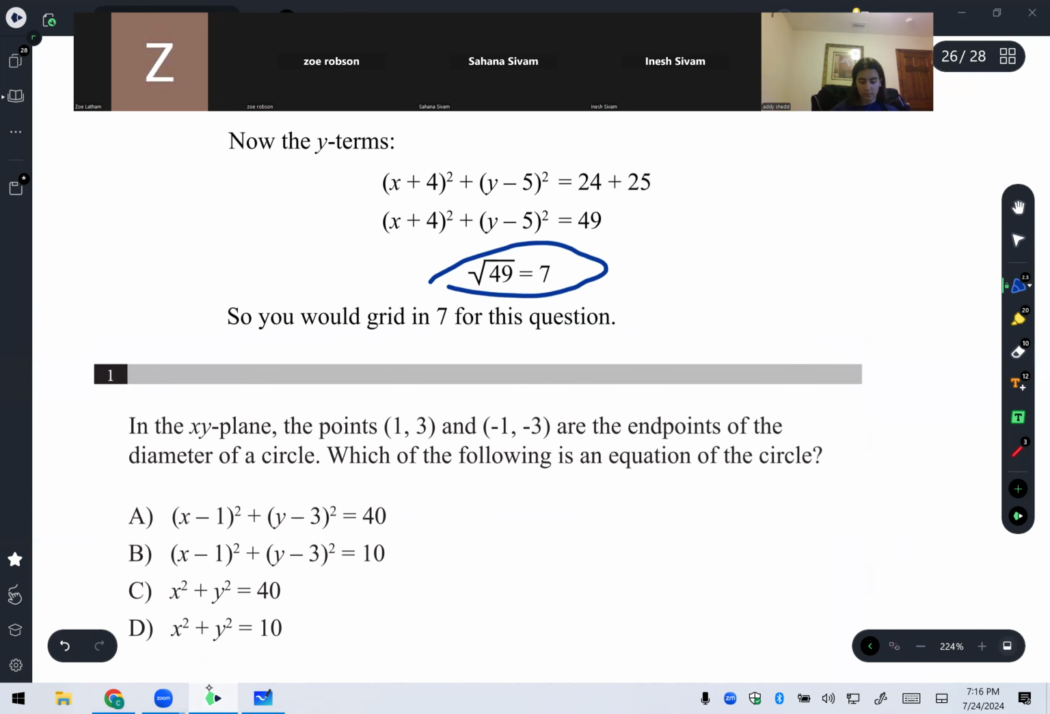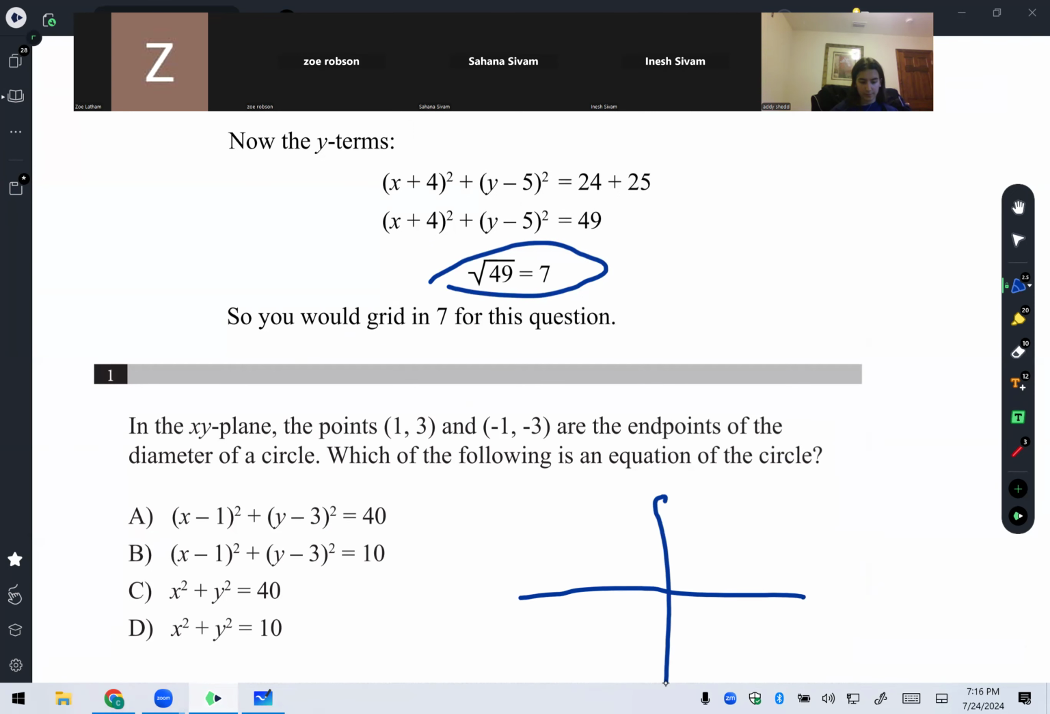Okay, a couple of hard ones, so this one. Once again, I like to draw the figure because that distance formula gives me, I don't know. So we have 1, 3. I just like to see it. And we have -1, -3.